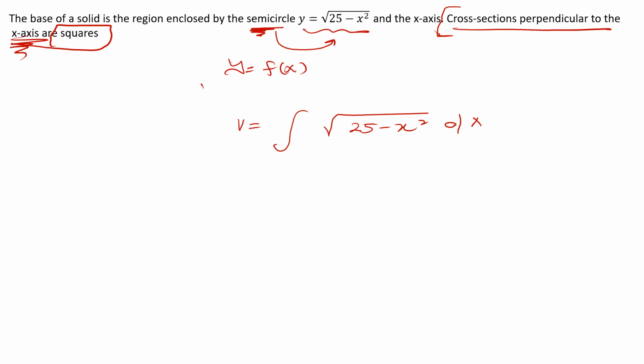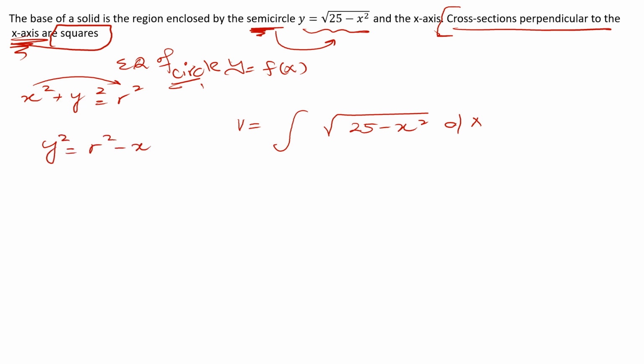Now there are two ways to find the upper and lower limit. Remember that x square plus y square equals r square. It is the equation of a circle. So if I bring the x square to the other side, I will get y square equals r square minus x square. If I take the square root on both sides, I will get y equals the square root of r square minus x square.